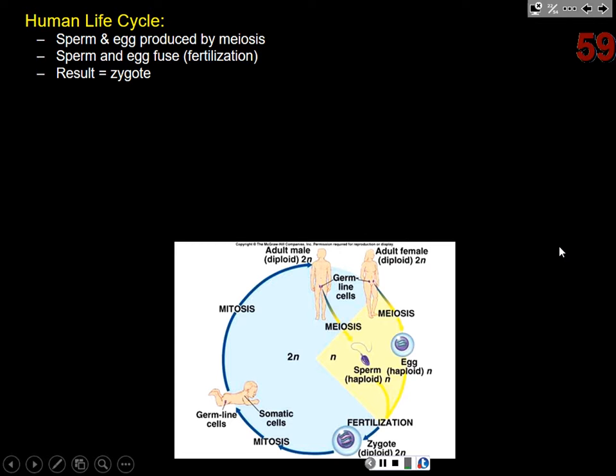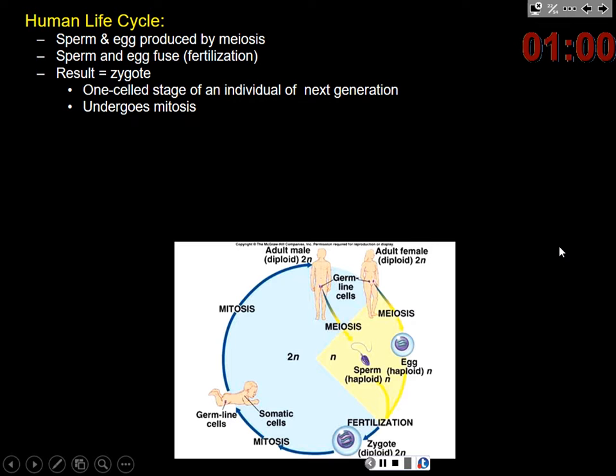And as we talked about earlier, the genetic information present in that zygote is the instructions for that new individual. This is a one-celled form of a new individual. Everything in that cell has already been determined. That individual's characteristics are determined in that one cell right there. So that is a single-celled stage of a new individual, of the next generation.